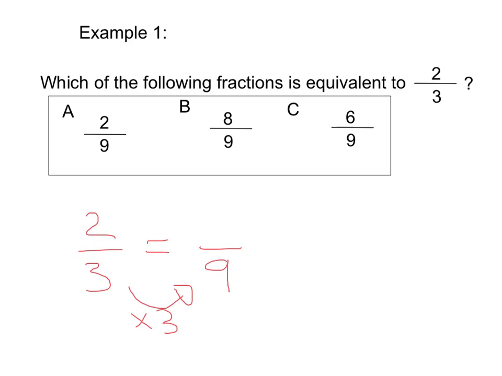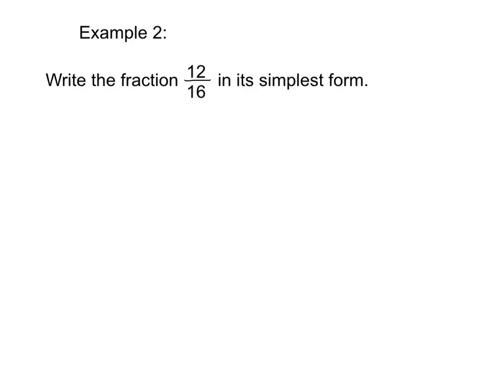And we know to find an equivalent fraction, we multiply the denominator and the numerator by the same amount. So if we multiply the top by 3, we get 6. So our equivalent fraction is 6/9, and so answer C is correct. In this example we're going to simplify our fraction. We're going to write the fraction 12/16 in its simplest form. So we'll start by writing out our original fraction.